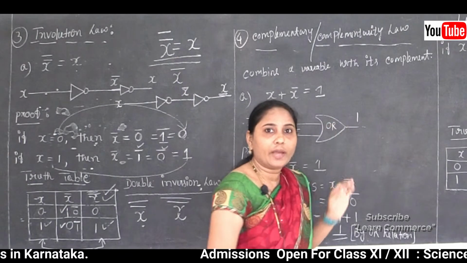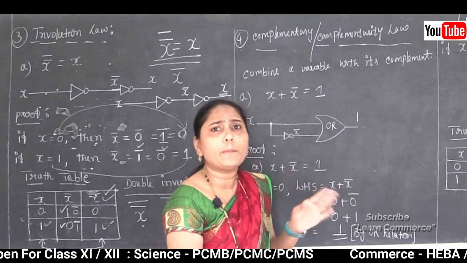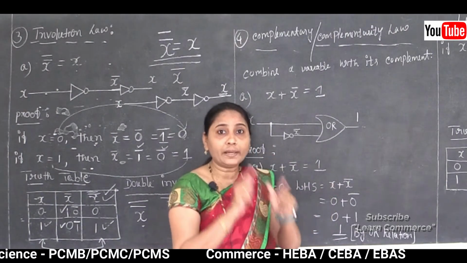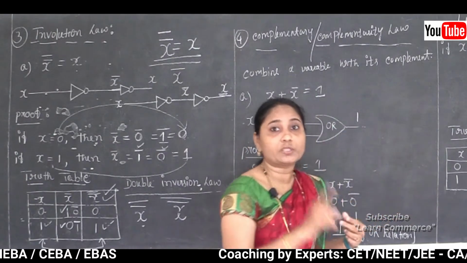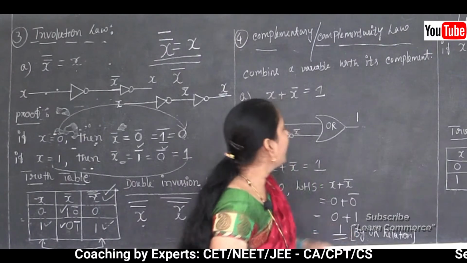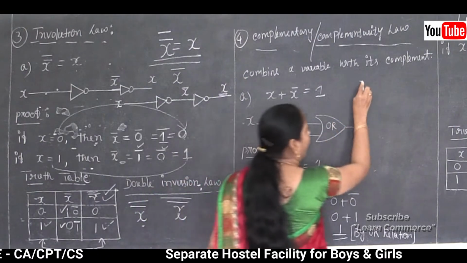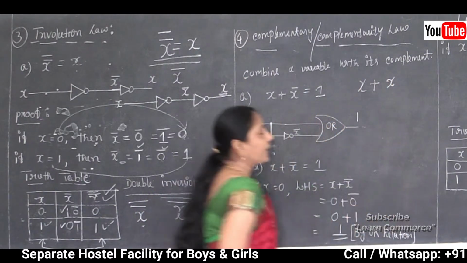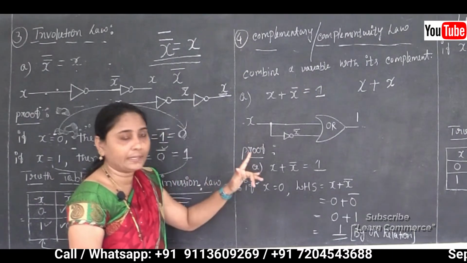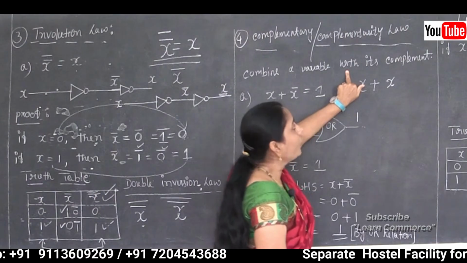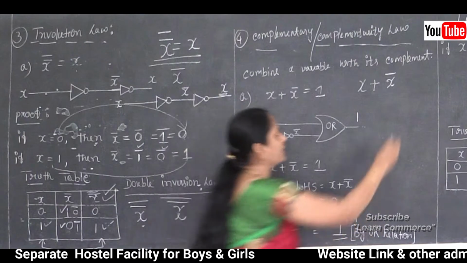Clear this point here? We are going to combine the variable x plus x, just simply combine a variable x plus x, but again what they add is its complement. That means we need to use the complement on one side. So combine a variable means x plus x is called combining a variable. They add in the next point its complement, that means x plus complement of x, that is equal to 1.